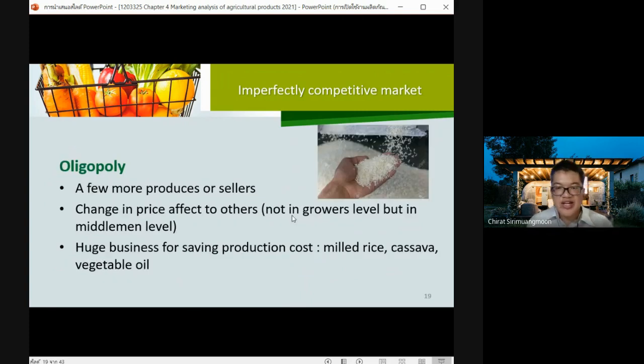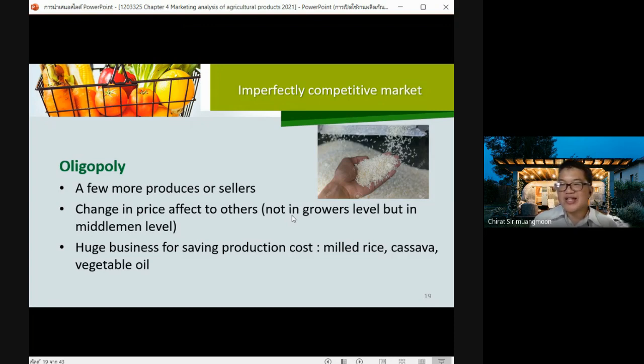Then we can have oligopoly. Oligo means many. So in this case, there are two or more producers and sellers. The characteristic of an oligopoly market is that when there is a change of the price, it might affect the others. For example, if the grower changes the price, it's linked to the other parts. But normally, the price will affect the middleman's level directly. The grower does not have such a huge effect.